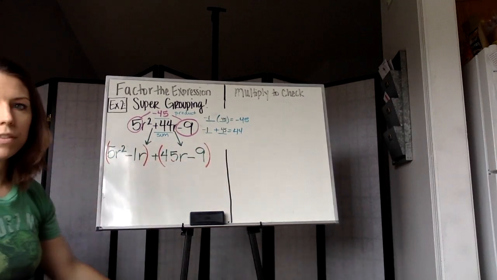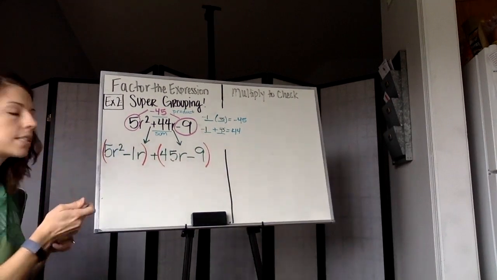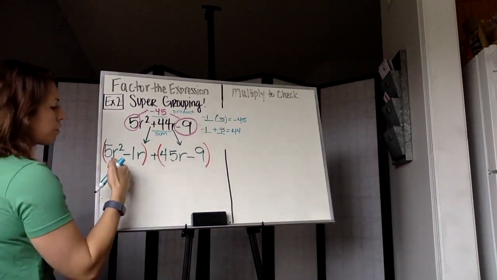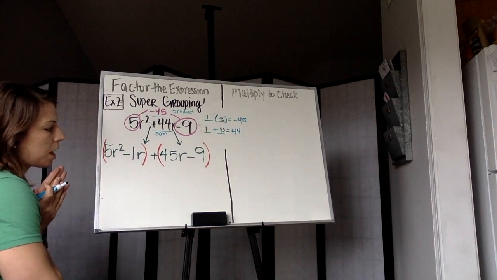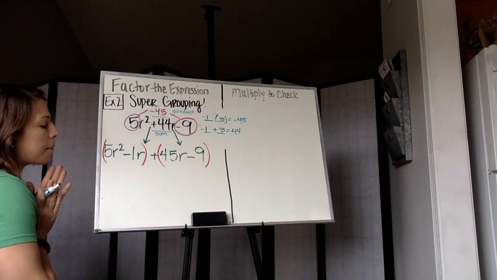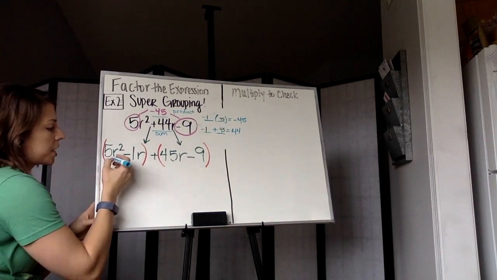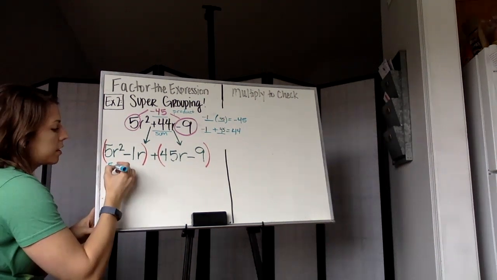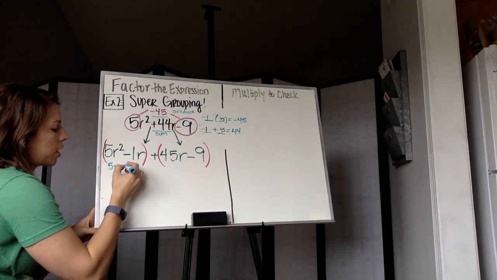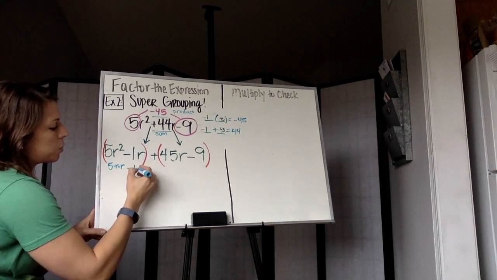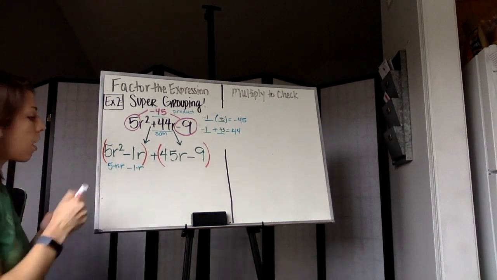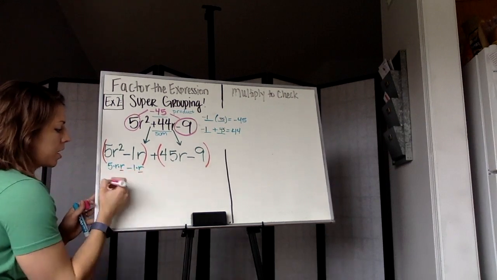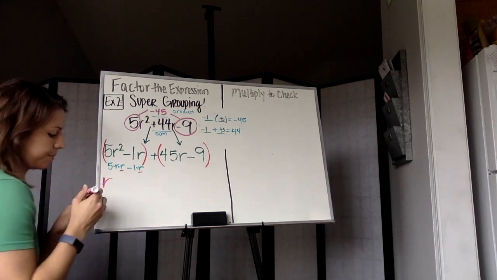Find the GCF of the first two terms and the second two terms. So 5r squared and 1r. 5 and 1 don't have any factors in common other than 1. So that means I think just r is in common. So this is 5 times r, and this is -1 times r. So they only have r in common, so I factor out r.